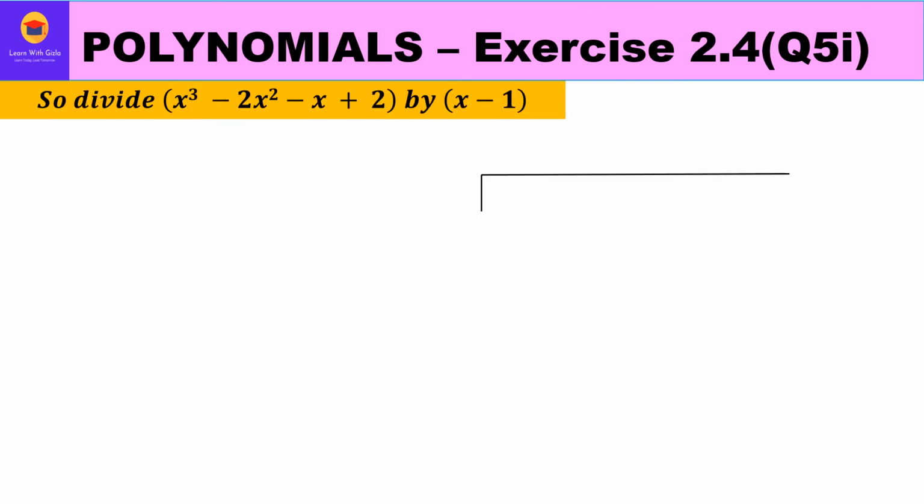Now we shall start with the long division process. The dividend will come inside and the divisor will go outside. Now you have to think of a number which should be multiplied by x to get x cube. So that number is x square. So x square is our quotient, which we will multiply by x minus 1 to get the product x cube minus 1 into x square, or x square.